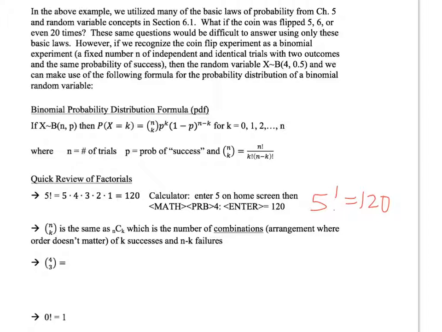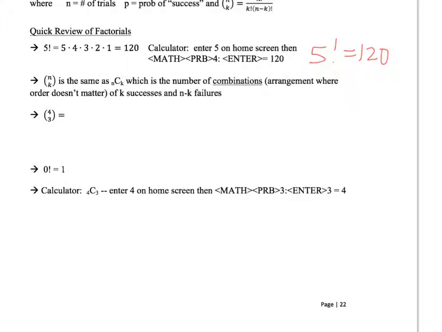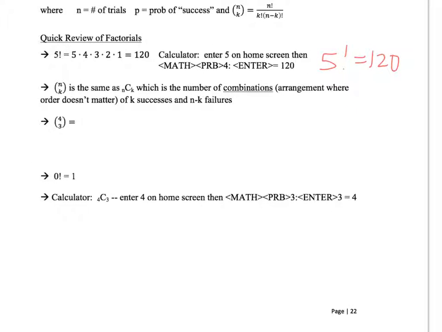Well, next, this binomial coefficient n choose k, well, that's the same as, some of you may have seen, especially if you're studying for the SAT, this symbol nCk, where this uppercase C stands for combinations. A combination is an arrangement where order doesn't matter, where there'd be k successes and n minus k failures. So basically, we're talking about those arrangements of heads and tails, where k of them are heads and n minus k of them are failures.